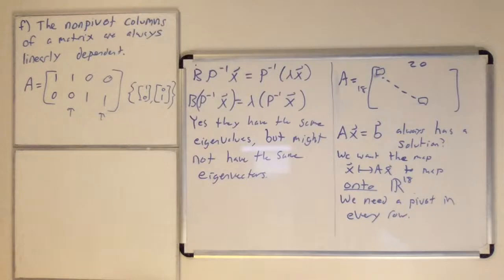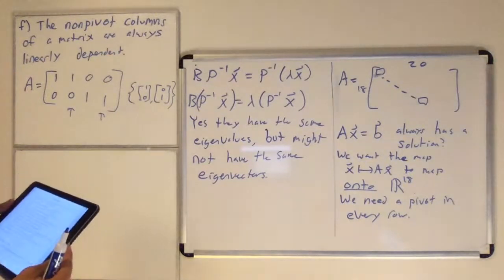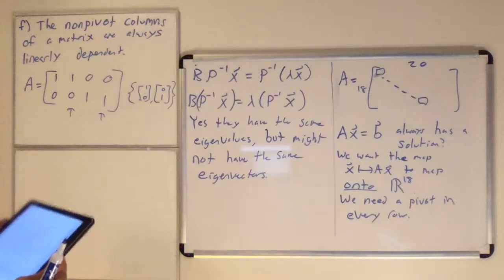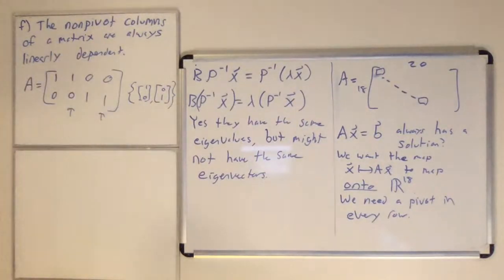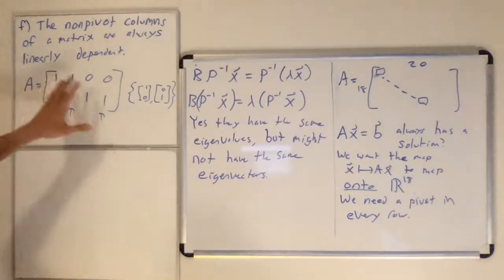Okay, so the question was referring to the non-pivot columns alone. Yeah, just the non-pivot. So if you take a matrix and just ignore all of the pivot columns and treat each of those columns as vectors, a non-pivot column is dependent on the pivot columns, right? Yes, that's true.